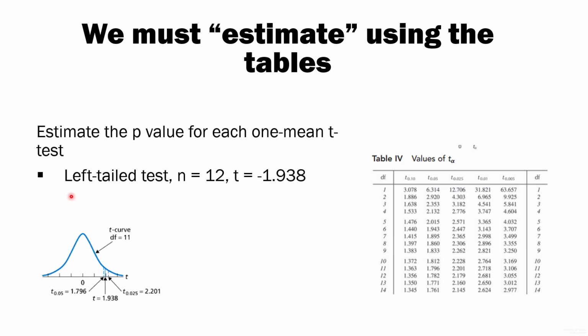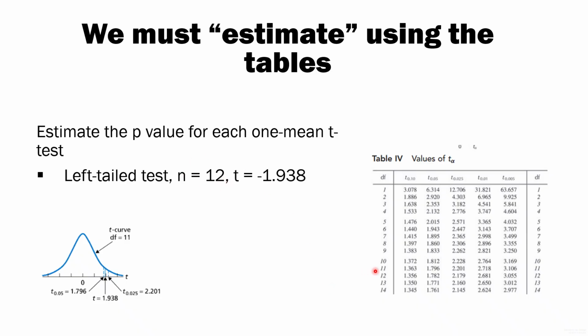So we've got here a left-tailed test, n is equal to 12, and our t-value is equal to negative 1.938. So a t-curve is symmetric about 0, so the area to the left equals the area to the right. So it doesn't really matter that this is a negative. We're just going to pretend it's a positive. So what we're going to do is estimate our p-value. So what you do is you go with your df. We have an n of 12, and df is n minus 1, so df of 11.